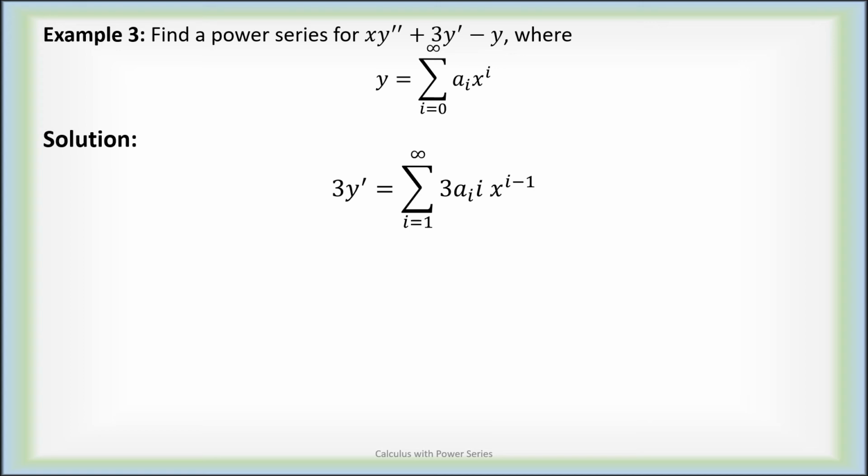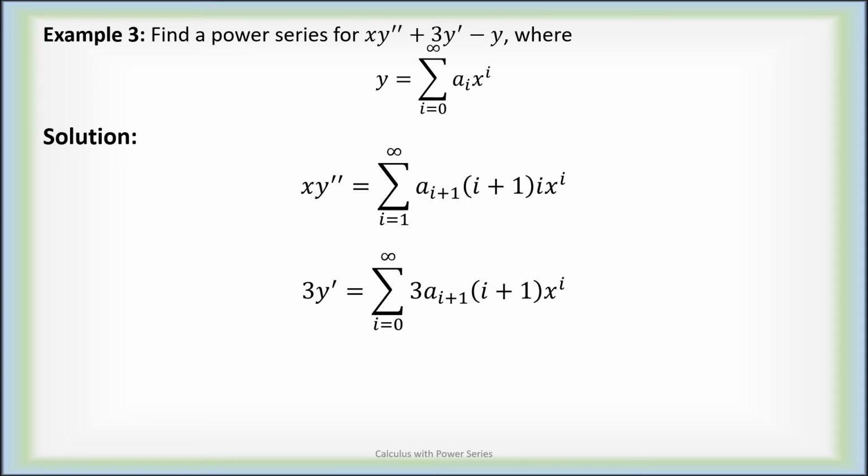At index 1, x has a power of 0. So we're going to start it at index 0 and make that the power of x. And then this a sub i and this i are both 1 larger than that power. So if we've re-indexed to have a power of i, those both become i plus 1.